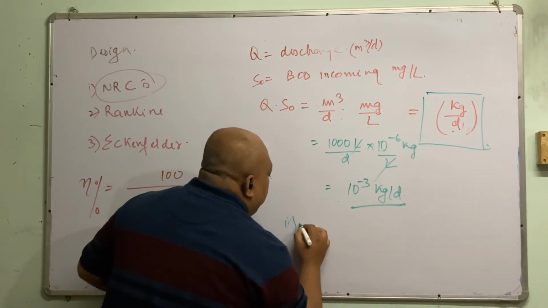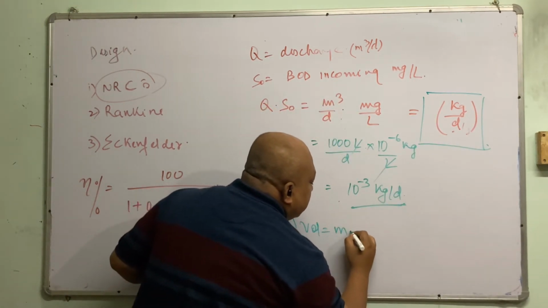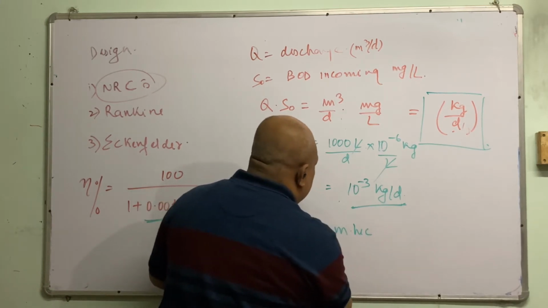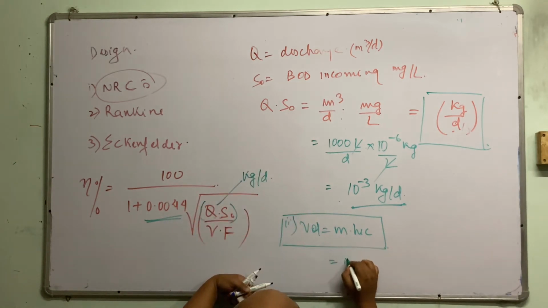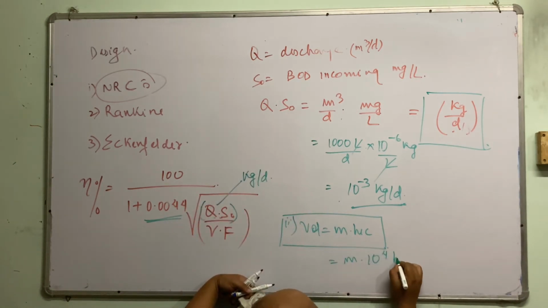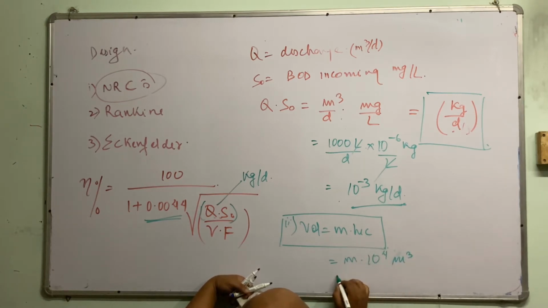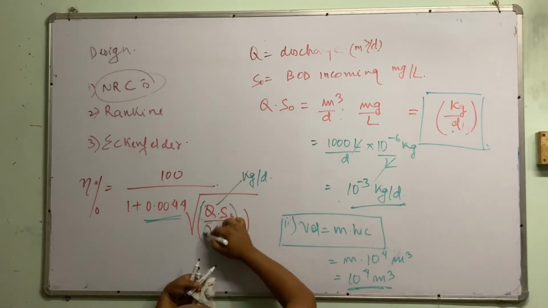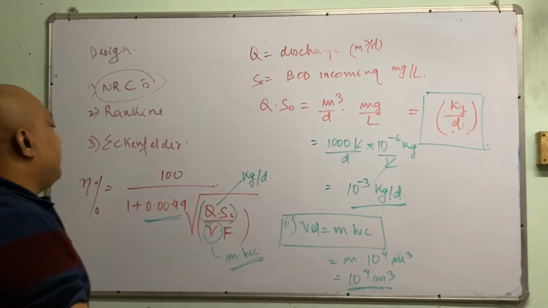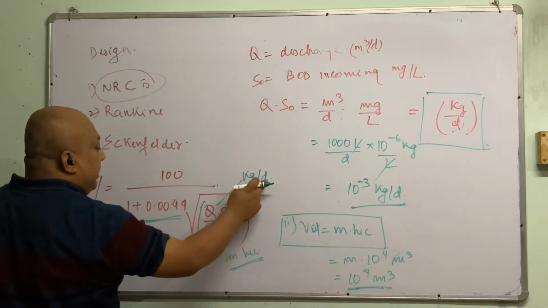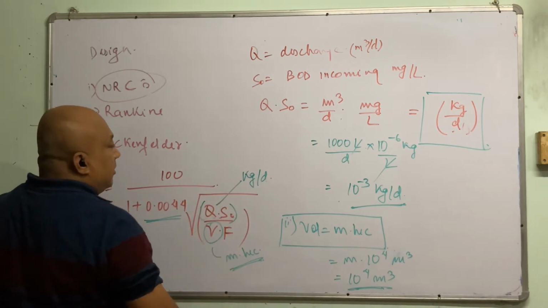Number two is volume is meter into hectare. This is the unit. If you want to convert it, hectare is nothing but 10 to the power 4 meter square, because 1 hectare is equal to 10 to the power 4 meter square. So this is 10 to the power 4 meter cube. You have to be very aware of this part. The Q S naught should be kg per day, and volume should be in terms of meter into hectare. Okay.